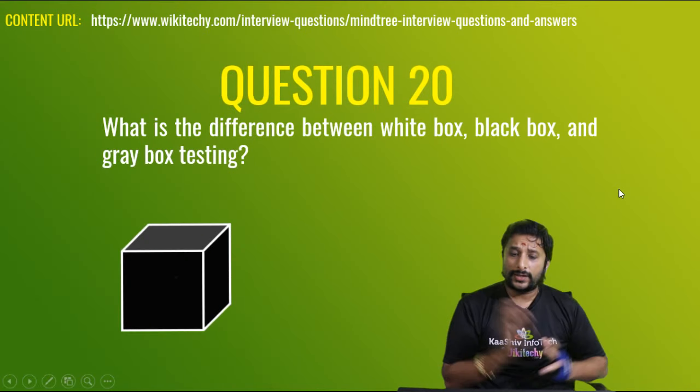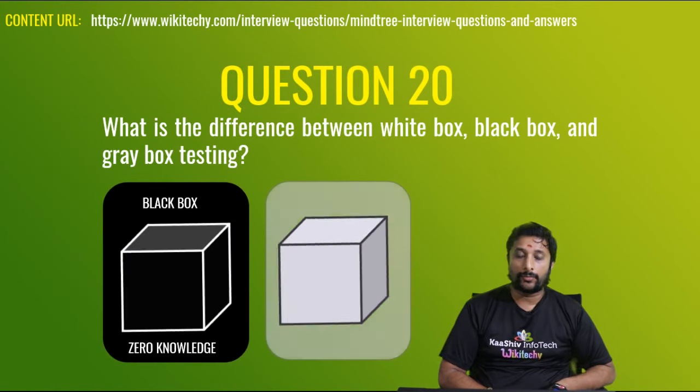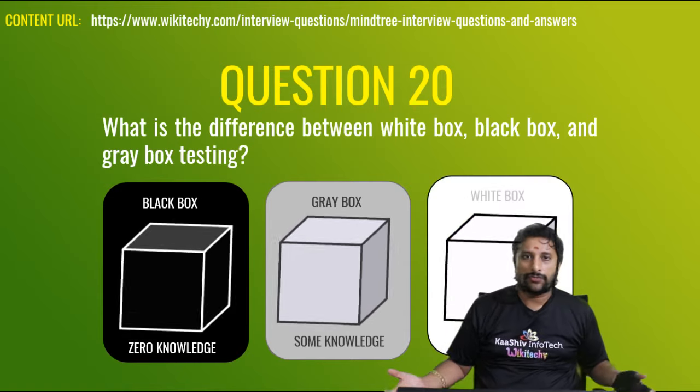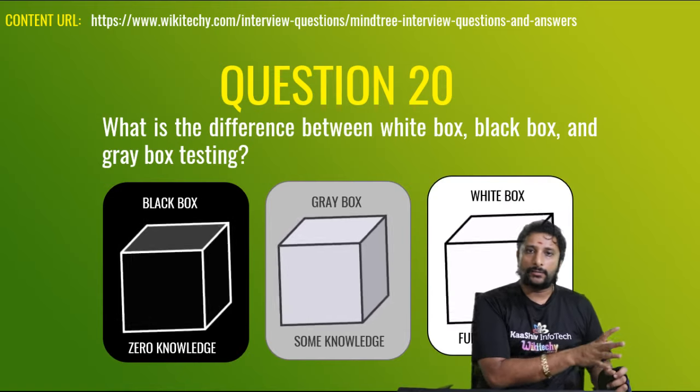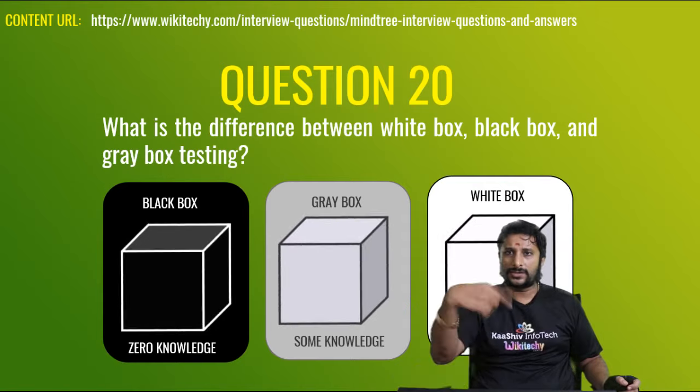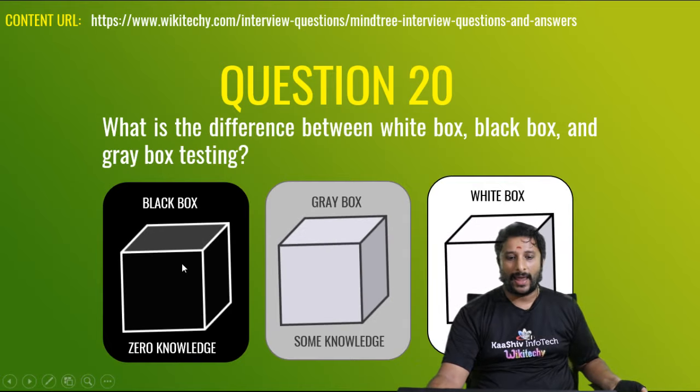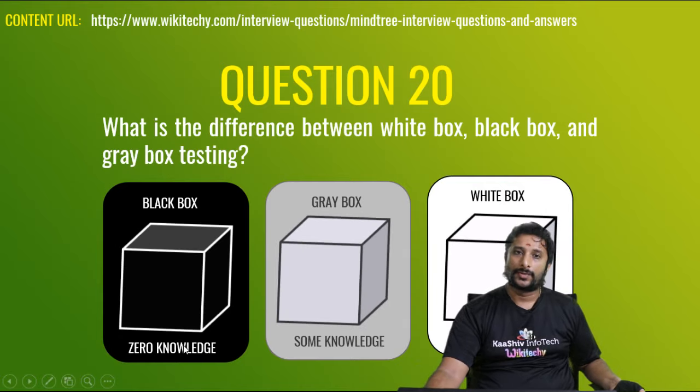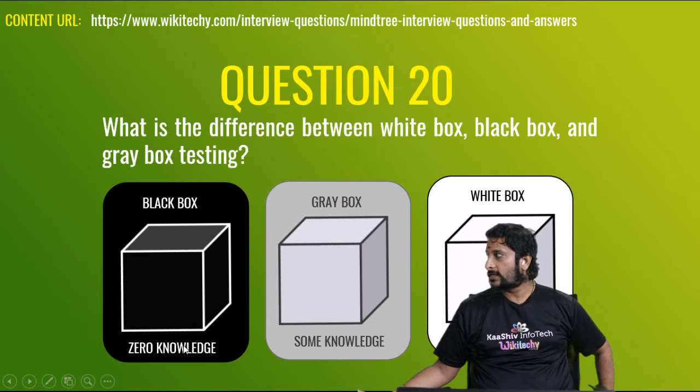What is the difference between white box, black box and grey box testing? See, I don't know the functionality. If I give 10, it should give 100. So what is the functionality? I don't know, sir. That is black box testing, zero knowledge. Give the input and check whether the output is coming or not.